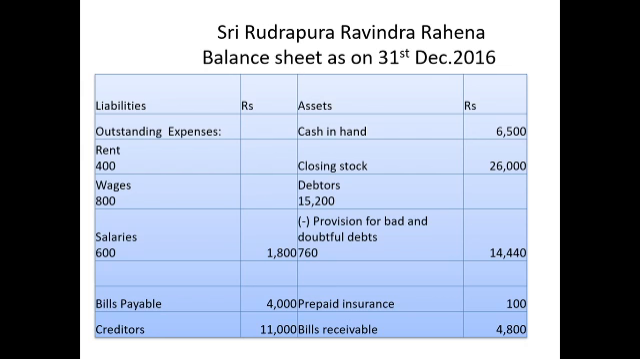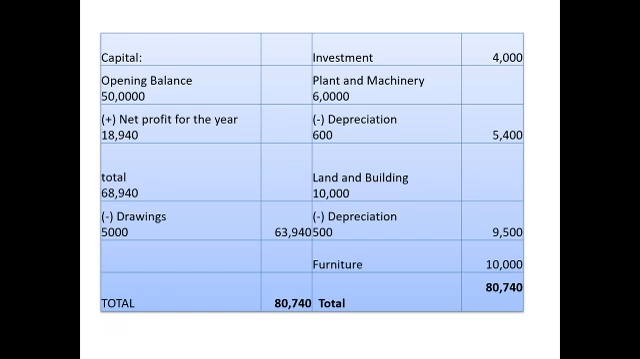On the asset side, the current assets: cash balance 6,500, closing stock 26,000, debtors 15,200 less provision for bad debts, so 14,450, prepaid insurance 100, bills receivable 4,800, investment 4,000, plant and machinery, the gross amount 6,000, subtract the depreciation, the net amount is 5,400. Then land and building, the same adjustment, 10,000 minus depreciation, and furniture 10,000. So on both sides the total is 80,740.